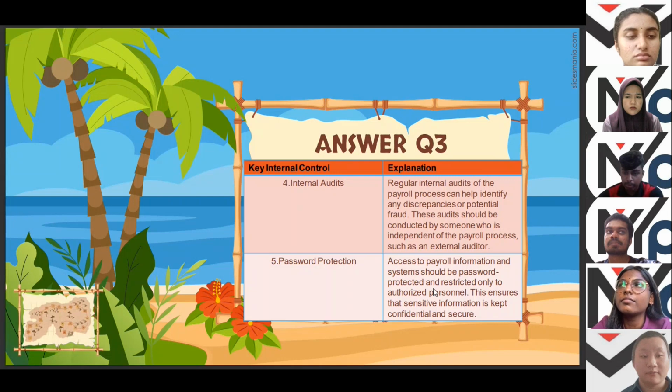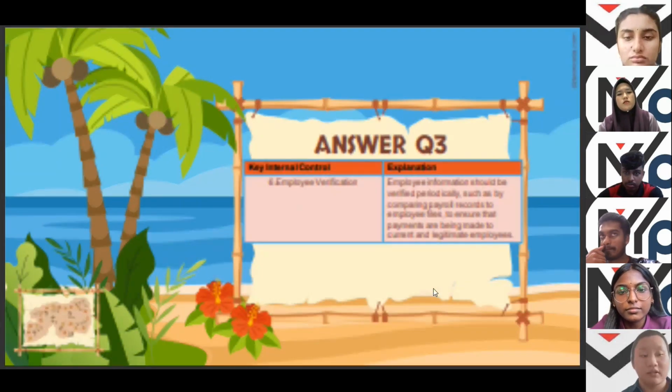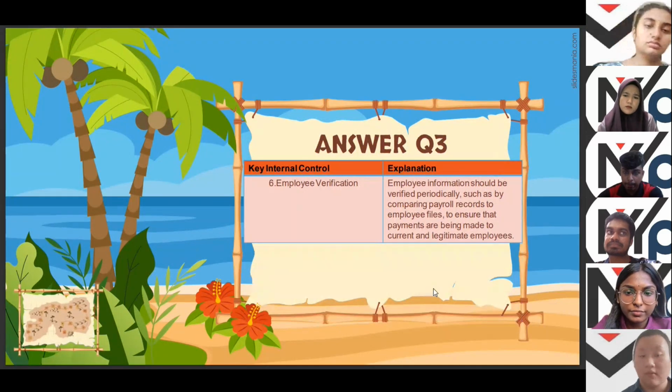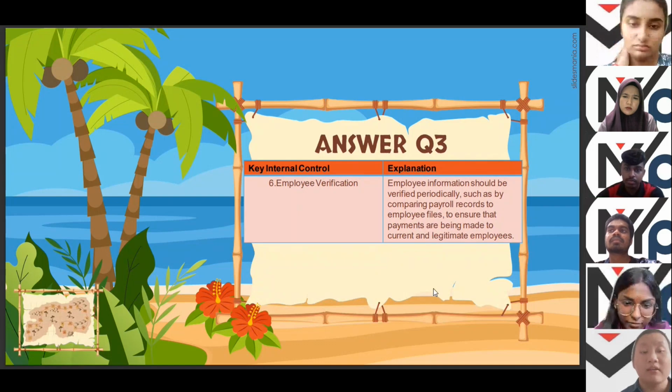Okay. After that is employee verification, iaitu pengesahan pekerja. For this, employee information should be verified periodically, such as by comparing payroll records to the employee file to ensure that the payments are all being made to current and legitimate employees.